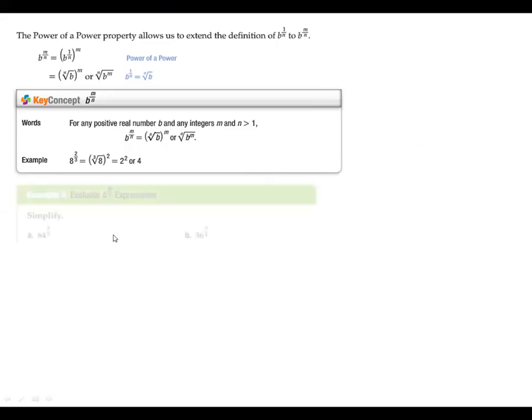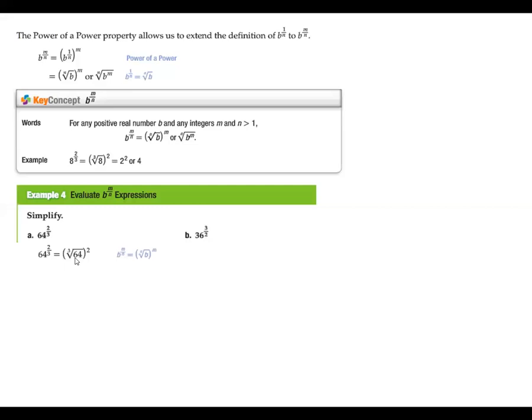Okay? So let's try a couple. The 64 to the 2/3 power. I can write that as the cube root of 64 quantity squared. The reason I did that instead of the cube root of 64 squared is because it's easier to take the cube root of 64 first, because that makes the number smaller, and then square that. Okay, so the cube root of 64, we just did it a minute ago, is 4, and then 4 squared is 16.